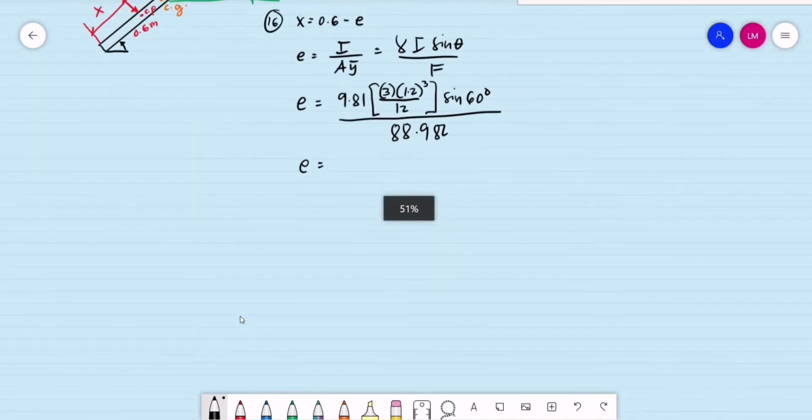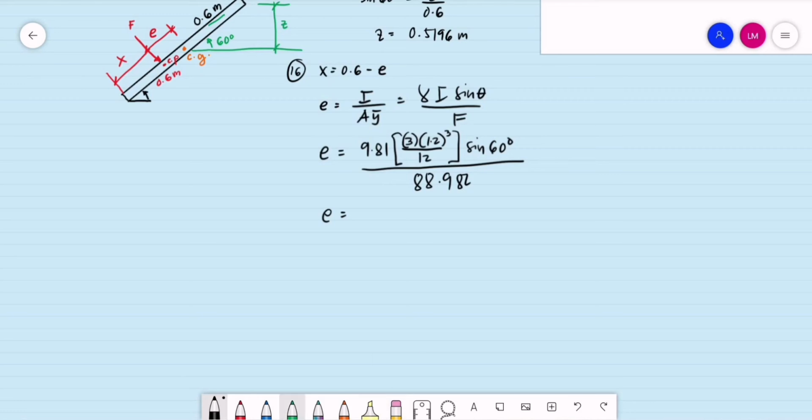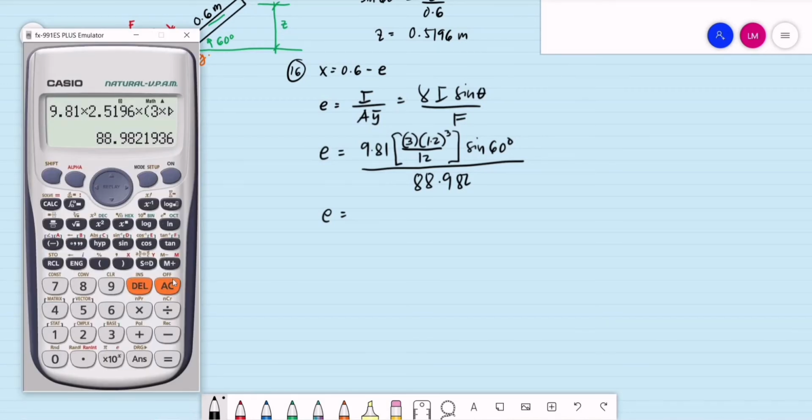So, yung lalabas na unit ng eccentricity dito should be in meters. So, ginamit ko na lang yung gamma I sine theta over F para hindi na tayo mag-compute ng bar Y. So, we have gamma, 9.81, gamma water, times the moment of inertia. Ang base is 3. Yung depth natin this time is 1.2, cube, divided by 12. Then the sine of 60 degrees, all over the force, 88.982.